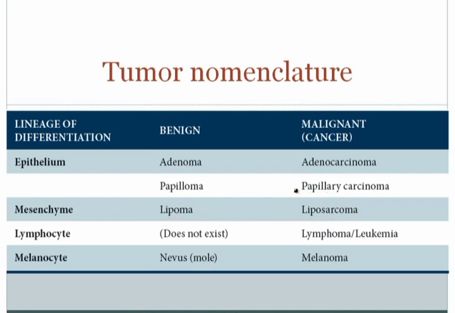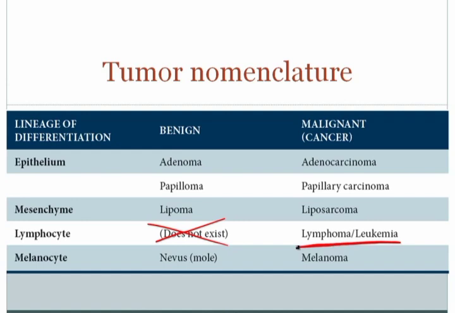Okay, lymphocytes can also form tumors. There is no such thing as a benign tumor of lymphocytes. Anytime you have a neoplastic proliferation of lymphocytes, it is automatically lymphoma or leukemia. All right, that's it. Automatically becomes lymphoma or leukemia.